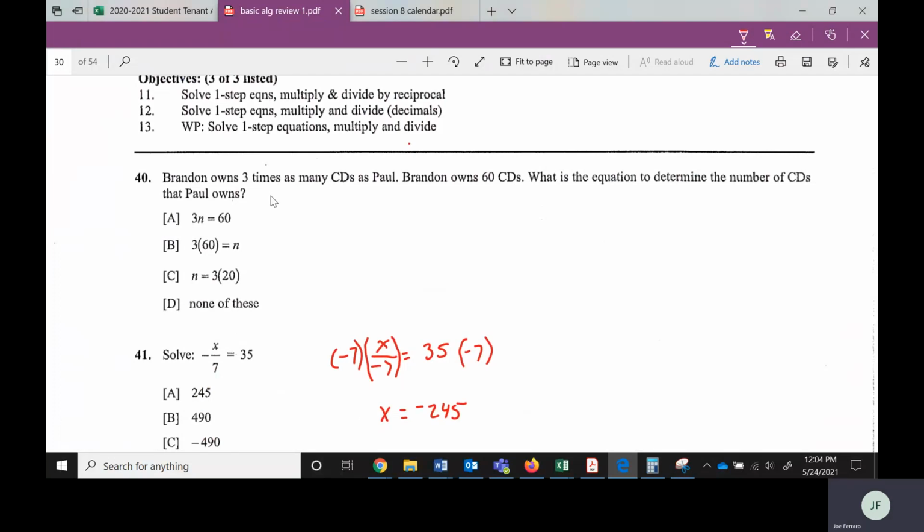Some of you might be able to look at this right away and figure it out quick. That's fine. I'm going to, first of all, kind of write something out, and I'm not even going to worry about the variables they use here. I'm just going to say, okay, Brandon, he owns 3 times as many CDs as Paul, meaning Brandon is the same as 3 times whatever Paul has. Okay, that's not going to help us so far, but we're getting there. So Brandon owns 3 times as many as Paul. Now it tells us one of them. Brandon owns 60. So I'm going to put that in for what Brandon does.